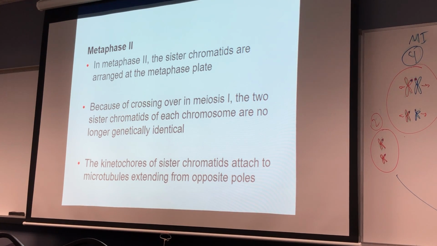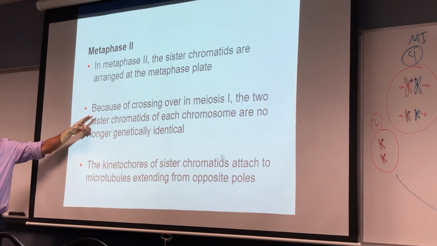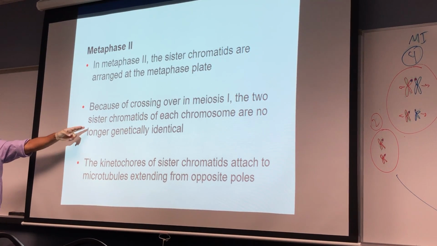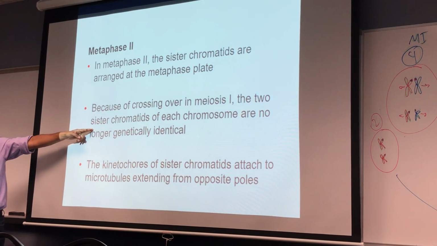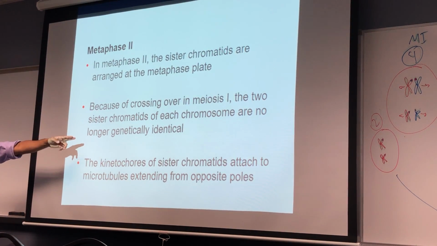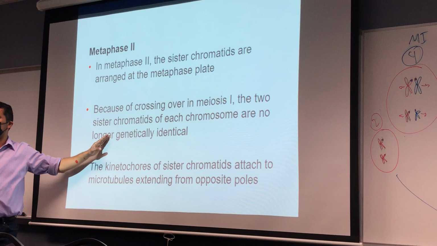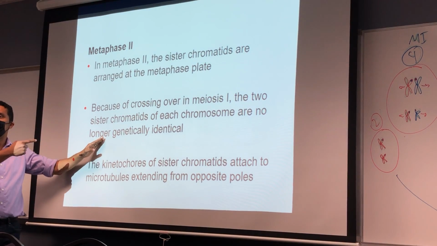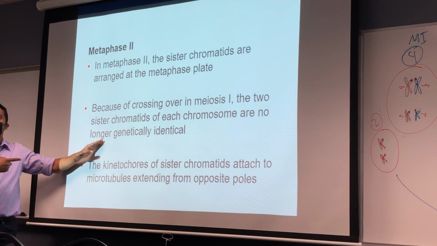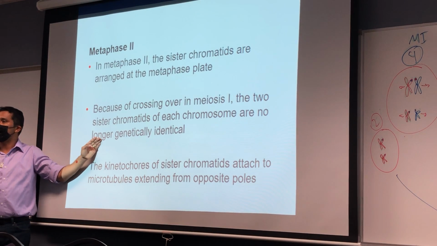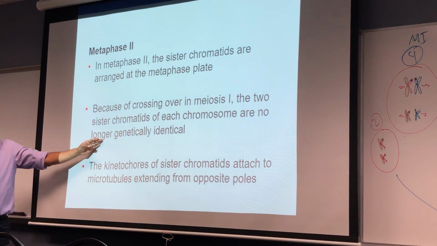Metaphase 2. So these sister chromatids are arranged at the metaphase plate, and because of the crossing over that has taken place in meiosis 1, prophase 1 to be exact, the two sister chromatids of the chromosome are no longer identical. I keep saying this time and time again, right? So make sure you know this one. These sister chromatids in anaphase 2, metaphase 2, are not identical.